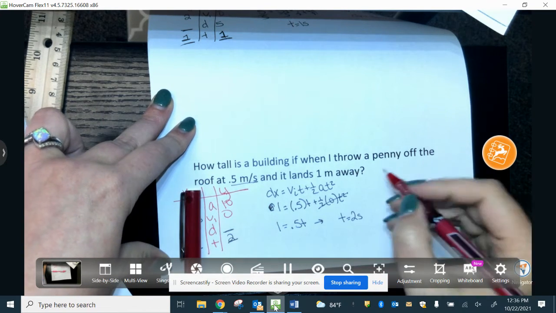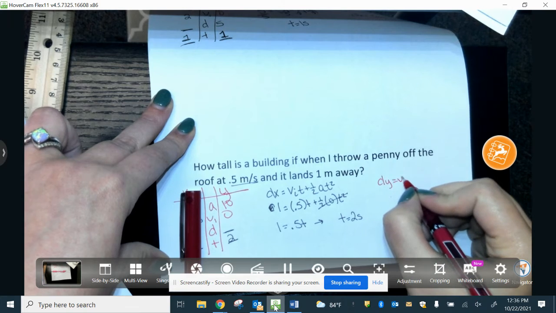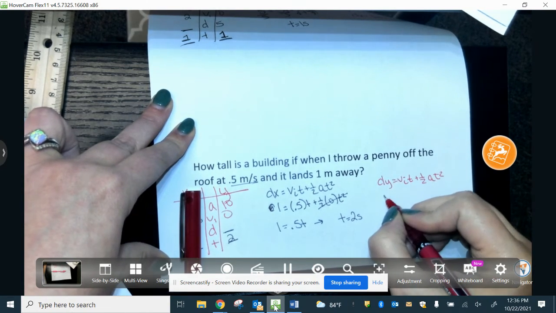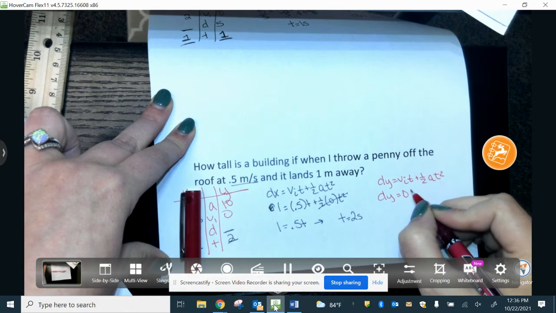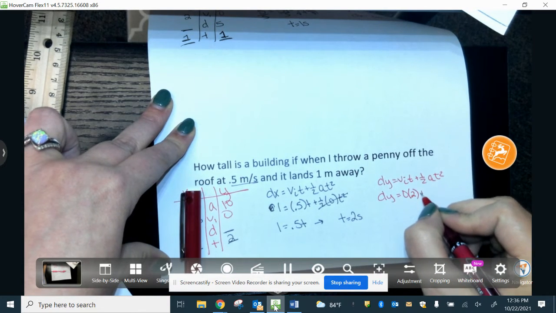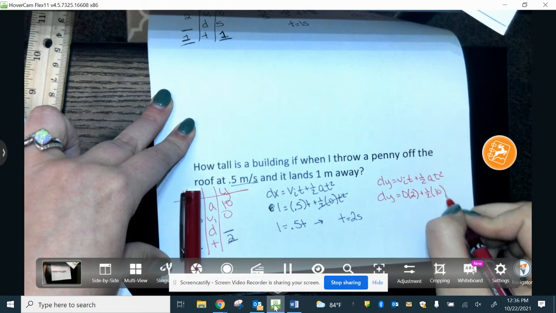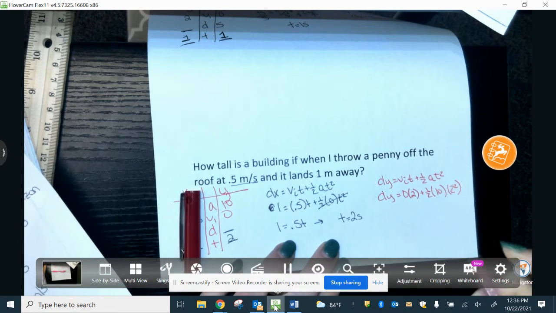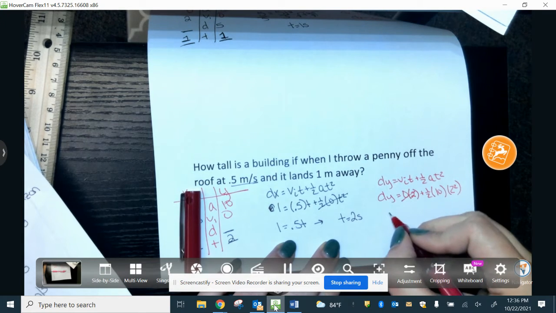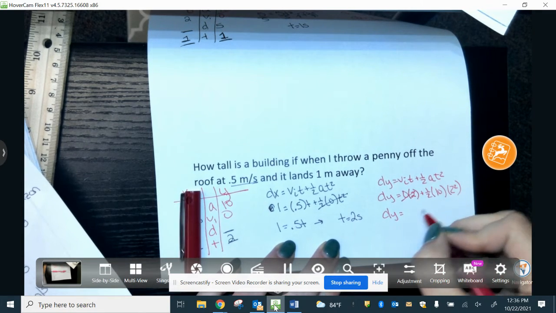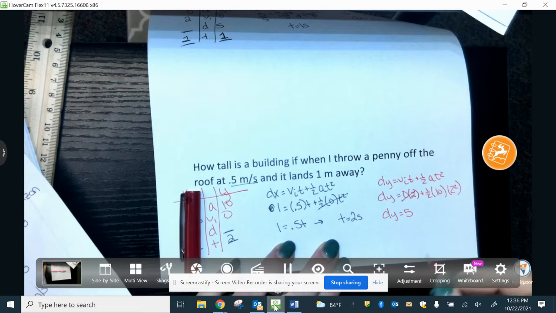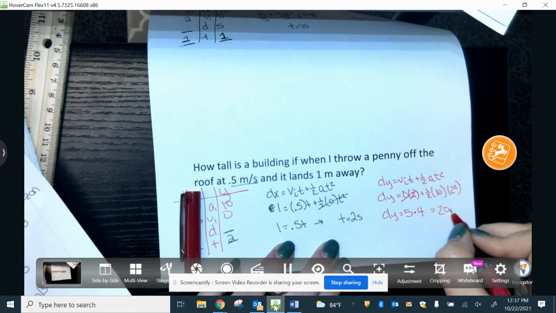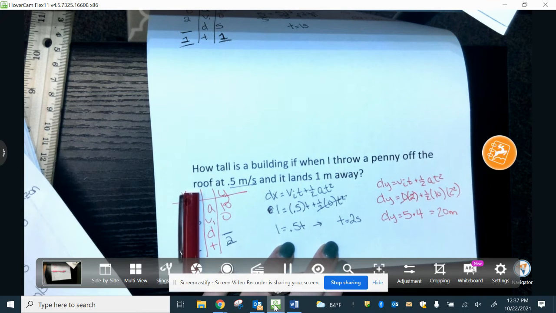And this time I'm only going to use the y side. So d of y equals vi times time plus 1/2 a t squared. 0 times 2 is 0, so I'm going to put d of y equals 1/2 times 10, which is 5. 2 squared is 4. 5 times 4 should be 20 meters.